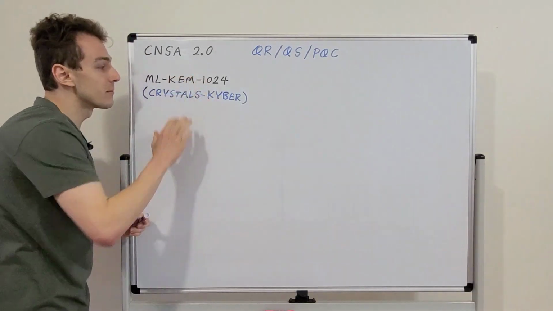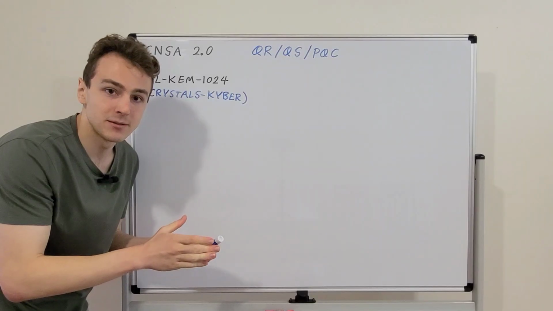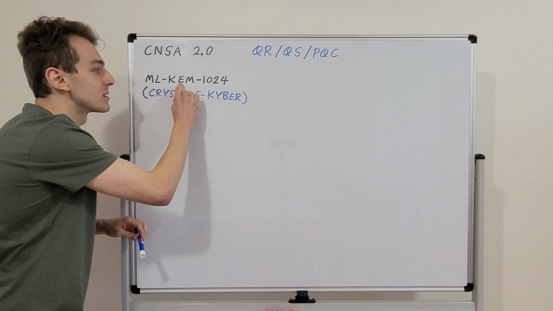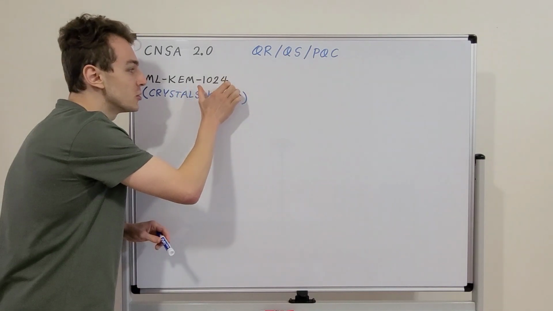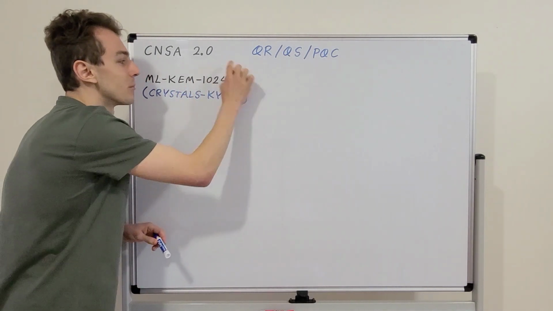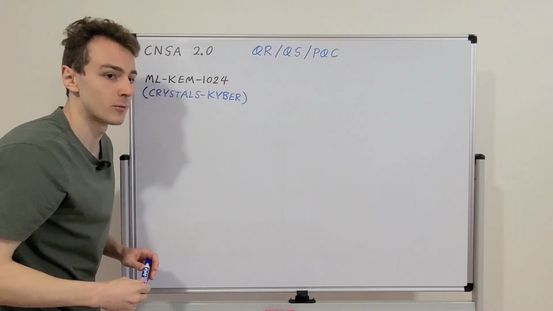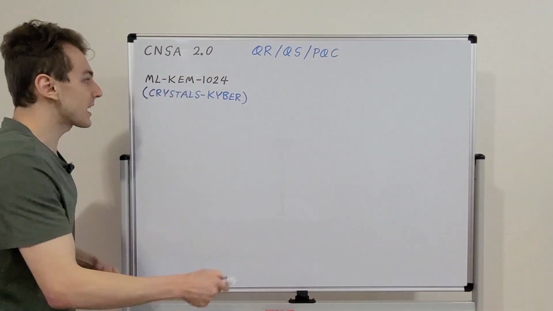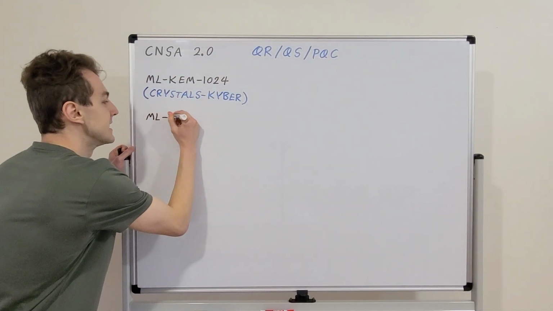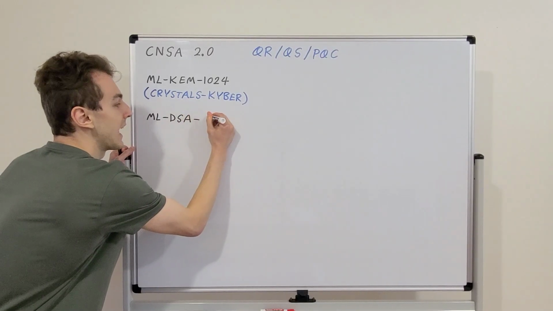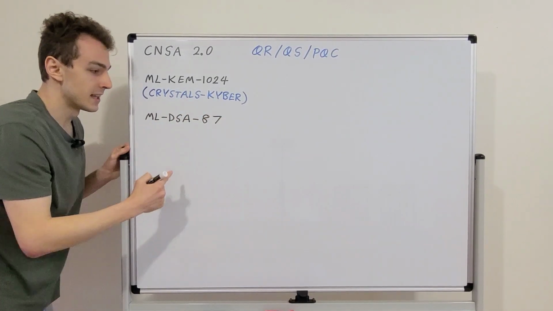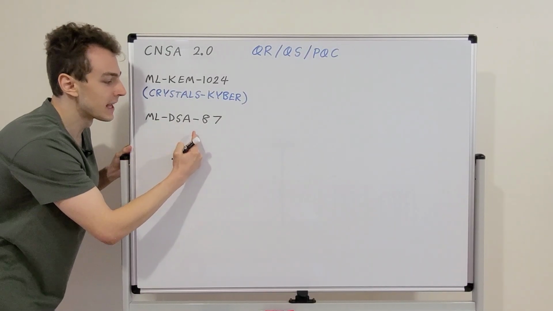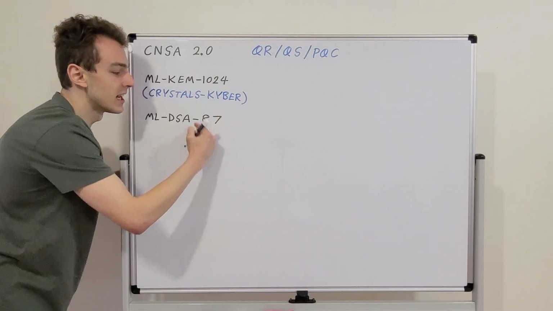And this algorithm has the purpose of key establishment. So we're going to do key establishment using this module lattice-based key encapsulation mechanism. And we need to use the parameter set that is specified by this number 1024. CNSA 2.0 also includes ML-DSA-87. This means Module Lattice-Based Digital Signature Algorithm, and 87 specifies the parameter set.